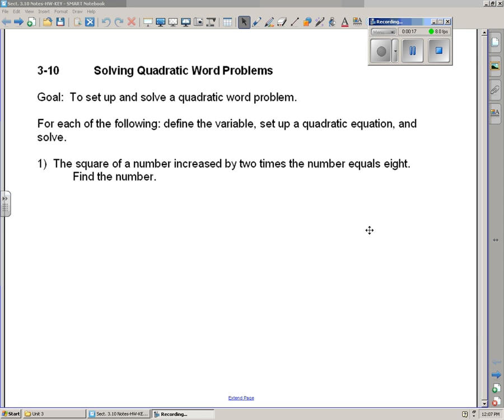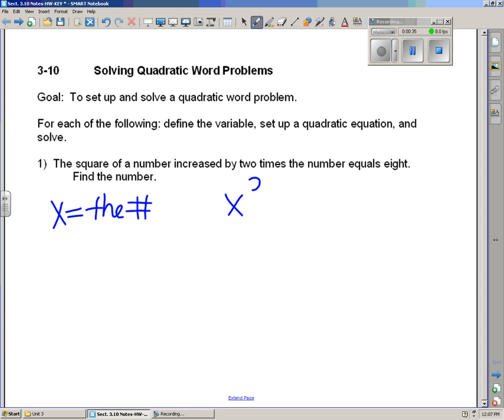So the first one says the square of a number increased by 2 times that number equals 8. Find the number. So x equals the number, define the variable. The square of that number increased by 2 times that number is equal to 8. It's a quadratic. We need to set the equation equal to 0, factor, and solve.